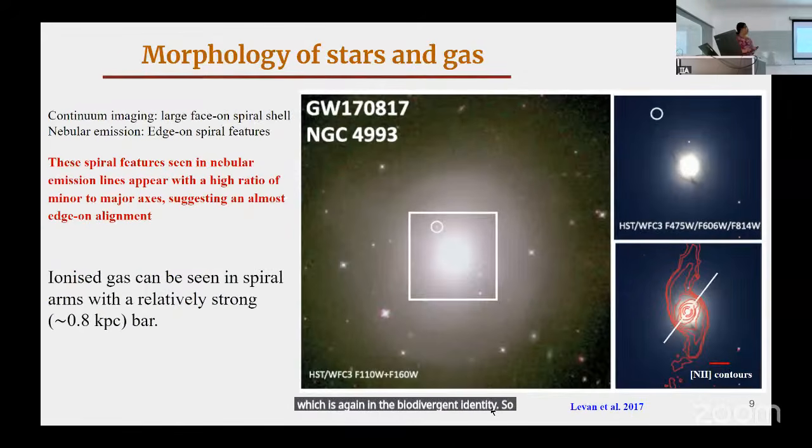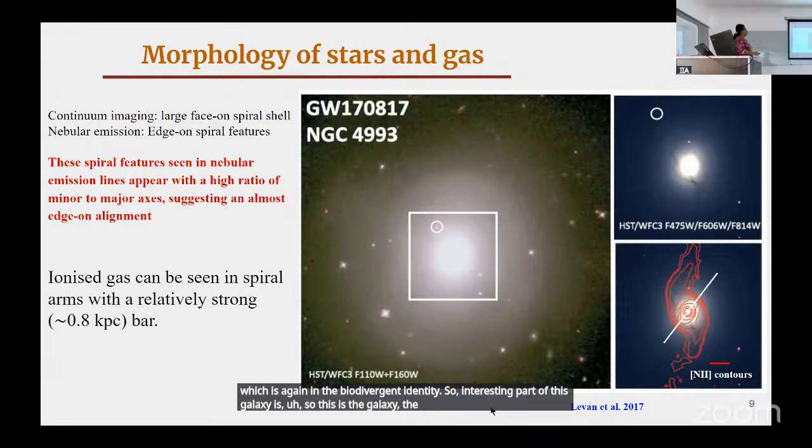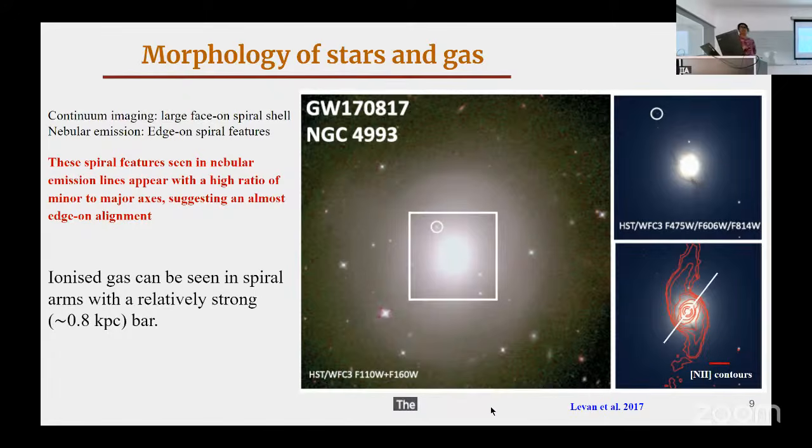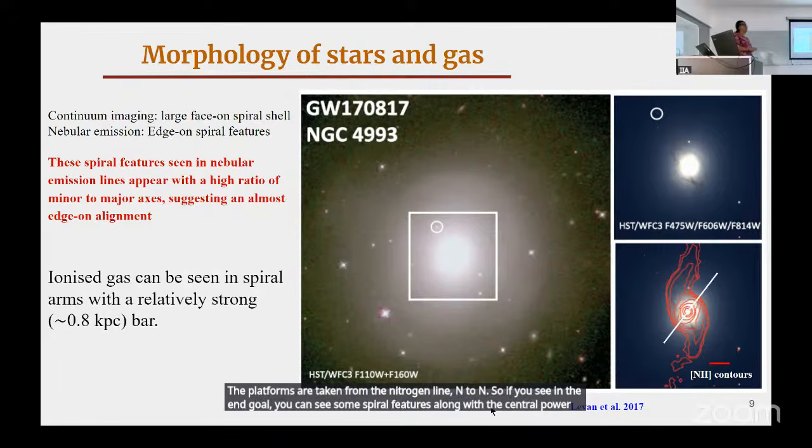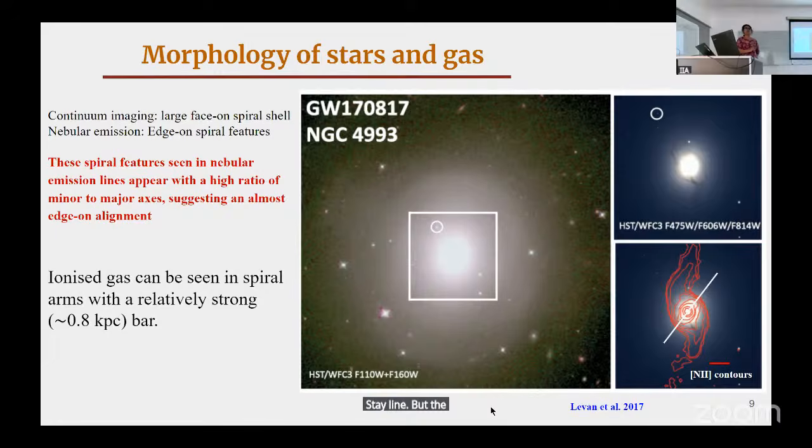So the interesting part of this galaxy is, this is the galaxy from which the gravitational wave that SGRT observed. This is the central region where the dust lanes are showing in the optical image. Here, the contours are taken from the nitrogen N2 line. If you see the N2 line contour, you can see some spiral features along with the central bar structure. But in this galaxy, there is no bar in the stellar light. But the gas shows some bar kind of structure, which is the presence of a gas bar. Now, what could be this bar?